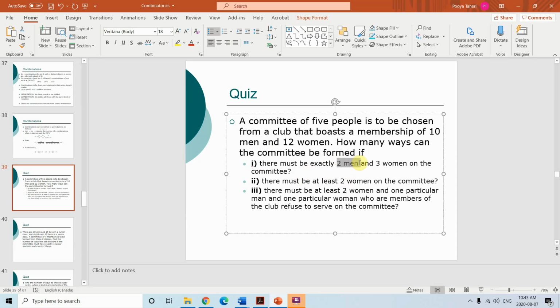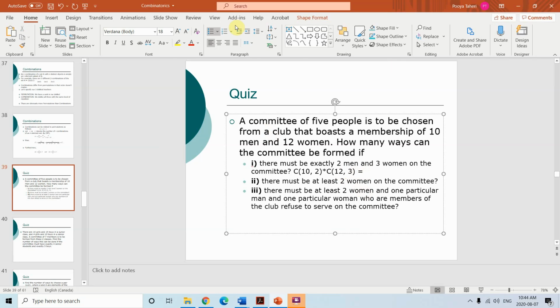So here, if that's the case, we have 2 men, right? So we have to select 2 men out of 10 men, right? So that's going to be the combination of 2 out of 10. And we also have to select 3 women out of 12 women, right? So this is going to be the combination of 3 out of 12. So this is what the answer is.